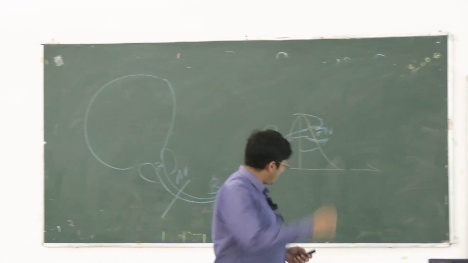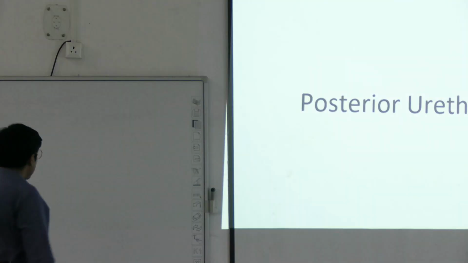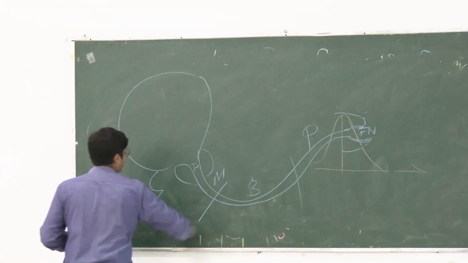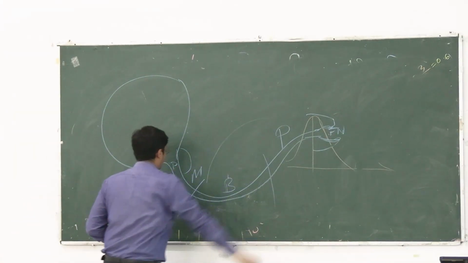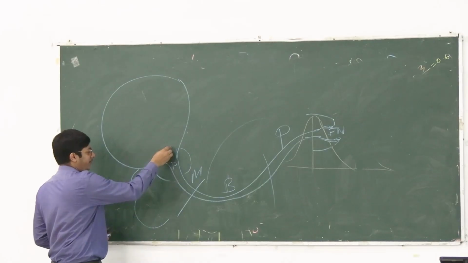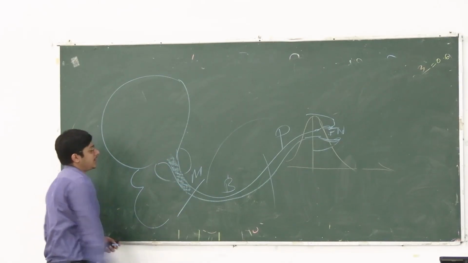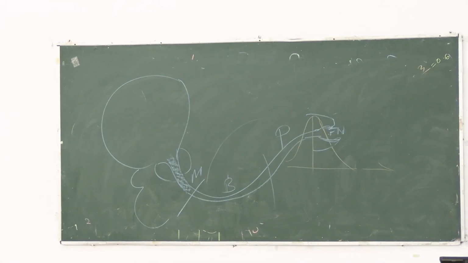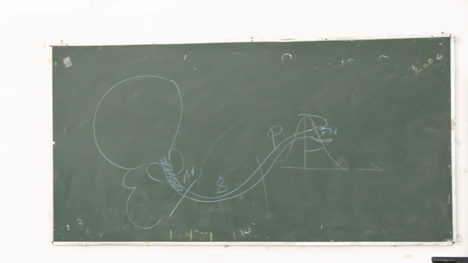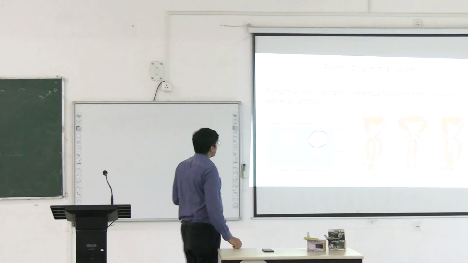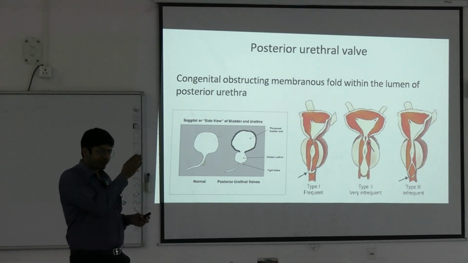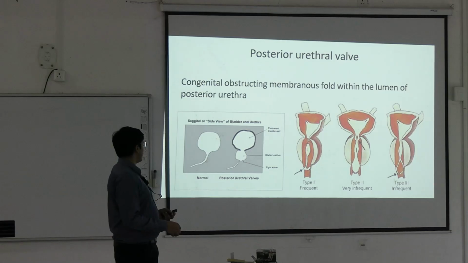Now this disease that I am going to discuss now is a posterior urethral valve. So this part is called the posterior urethra and this part is called the anterior urethra. So any obstruction in here is called a posterior urethral obstruction. So this disease is called posterior urethral valve. It is a congenital disease. It's a congenital membrane that is creating an obstruction at the level of the prostatic urethra, the level of the bladder neck to prostatic urethra.